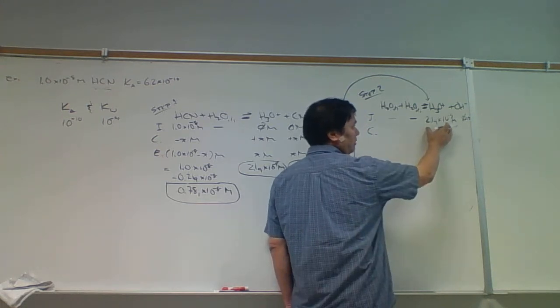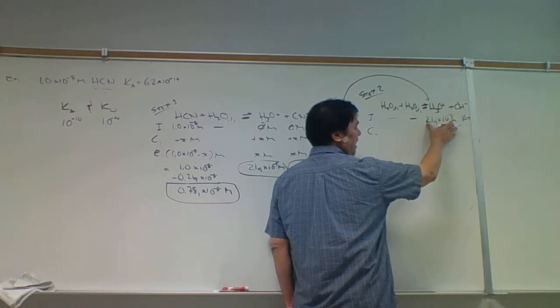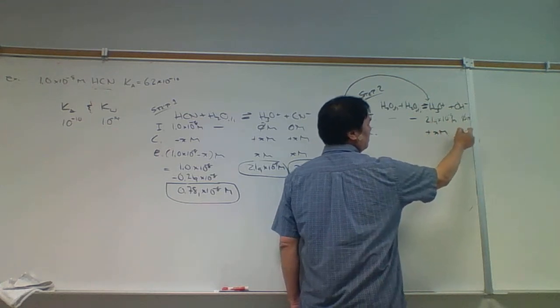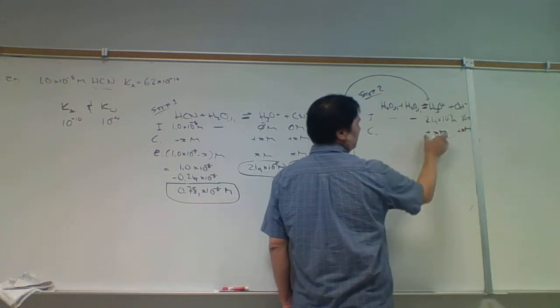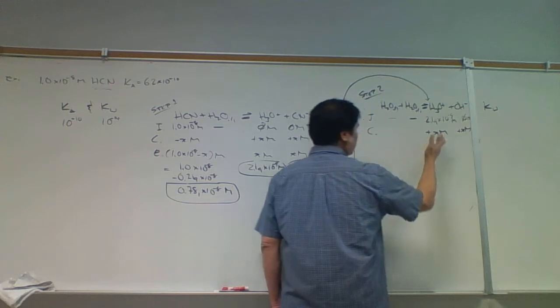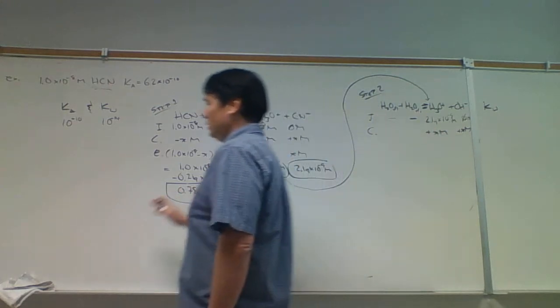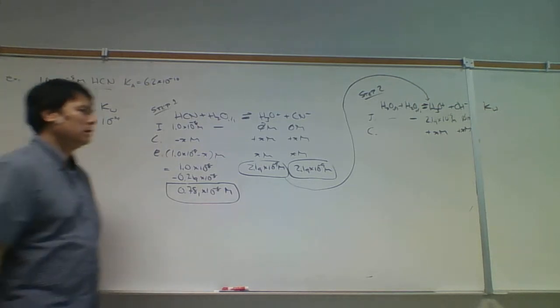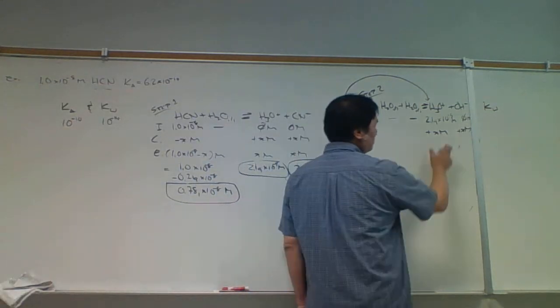In a common ion type problem like this, since we already have some existing here, the plus x is going to be a lot smaller because we don't need as much to equal Kw. In other words, it's kind of Le Chatelier's principle in action, but it's preventing the forward reaction from occurring to its full extent. So this is a common mistake.